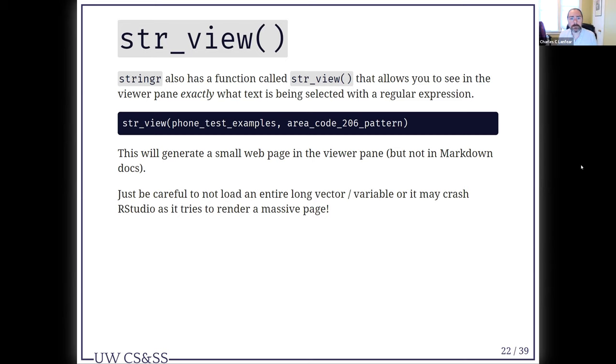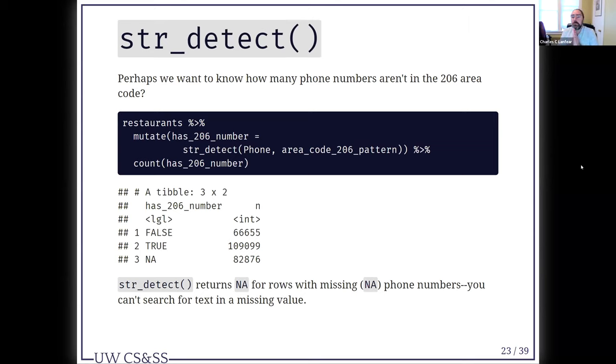Okay. So, more str_detect. Maybe what we want to do is we want to know how many phone numbers are in the 206 area code. To figure it out, I'm going to say, take the restaurants data and then mutate. Does it have a 206 number? is going to be equal to the result of str_detect, all the phone numbers, the area code 206 pattern I used on the prior slide. And then I'm just going to count if they have a 206 number or not.